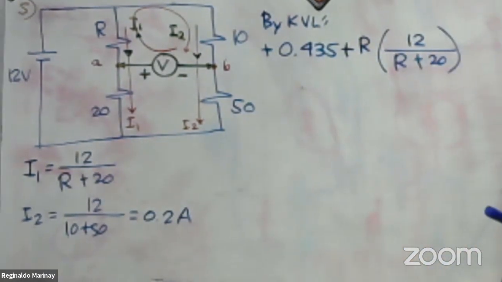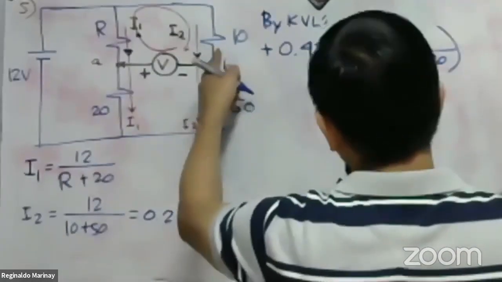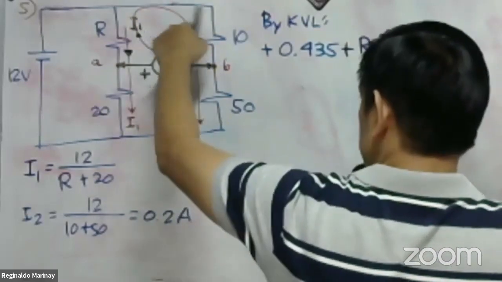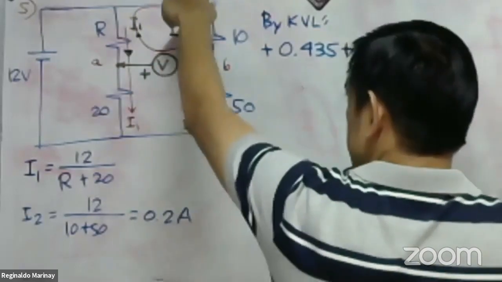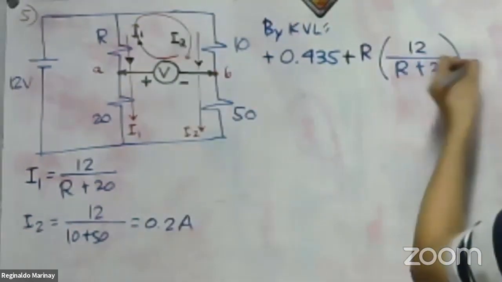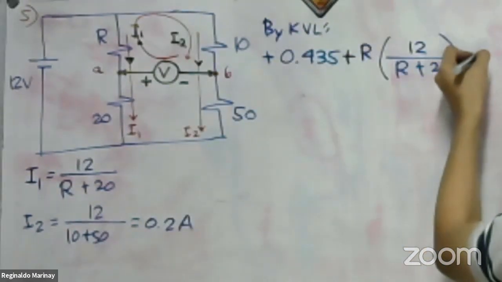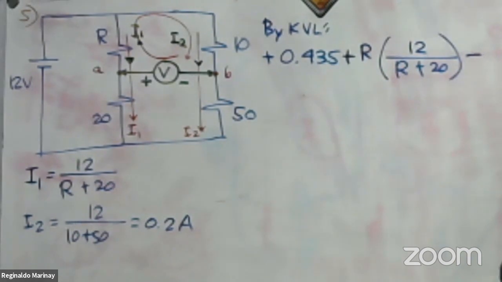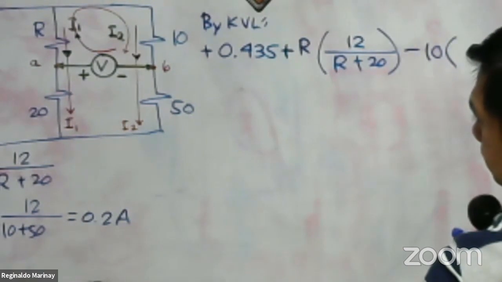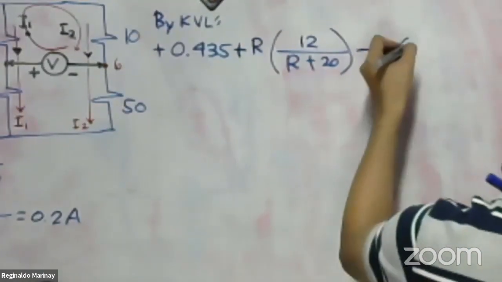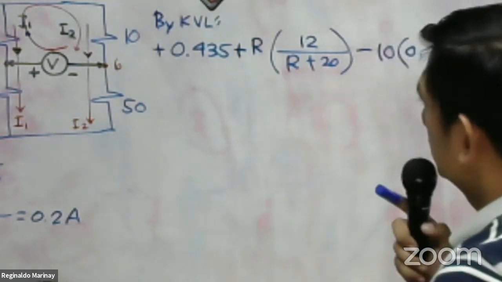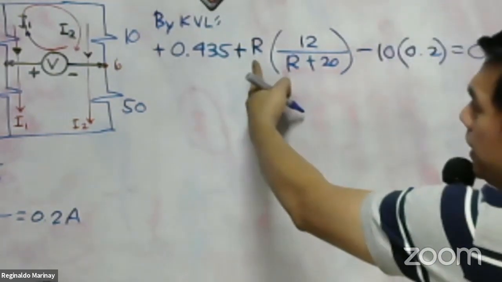Okay? What about for the 10 ohm resistor? 10 ohm is downward, circuit tracing is downward. Pababa, pababa, pababa. Downward, downward. One line, there's one direction, there should be one line only. 10 multiplied by 0.2 is equal to 0. As you see here, there is only one unknown.